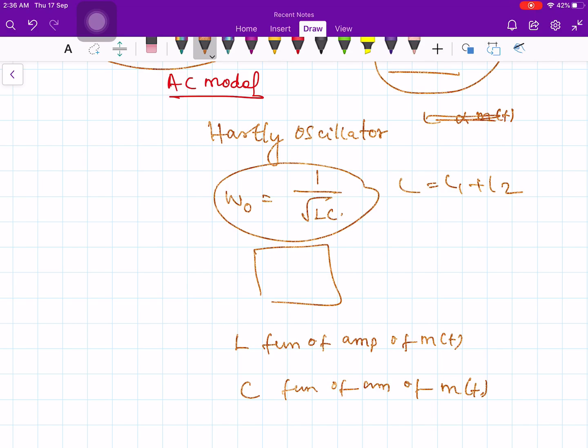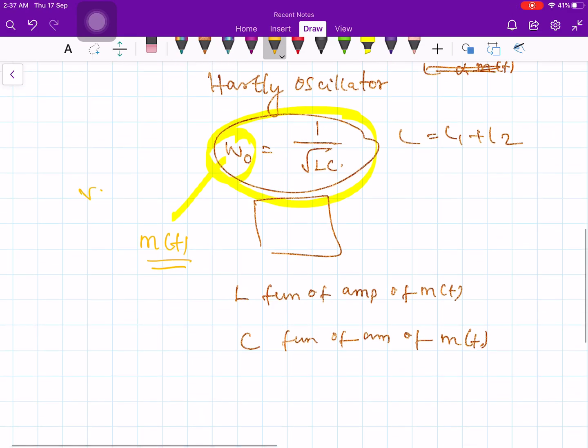Therefore I need to modify this relation, omega naught is equal to 1 over root of LC. Modify this relation, or make this frequency omega naught of oscillation voltage dependent. It depends on the M of t. How can I do that? How can I make it voltage dependent? Make your omega naught voltage dependent. I'm sure you can produce one or two answers.